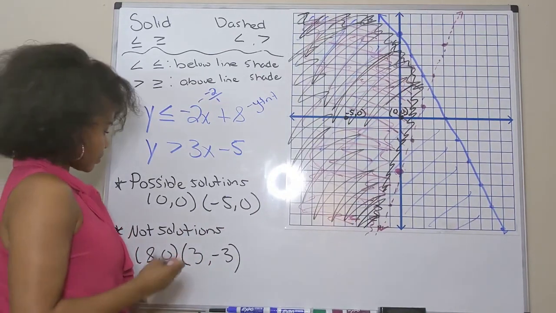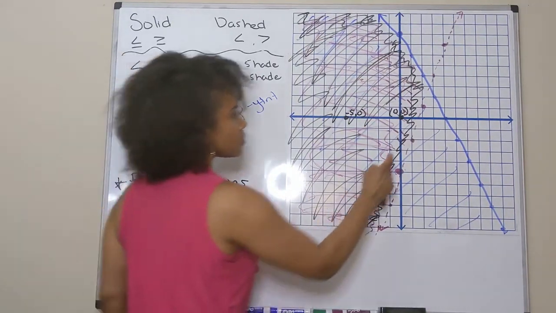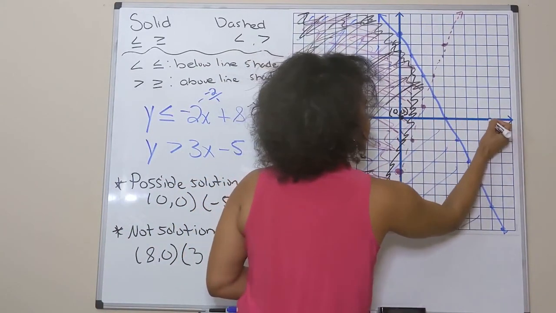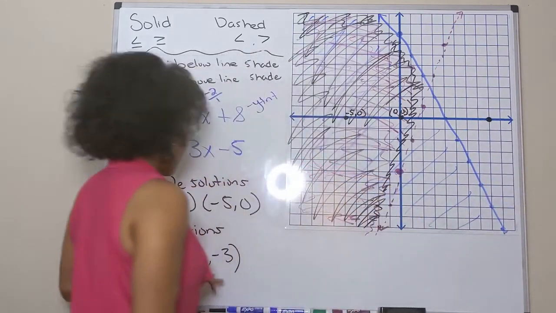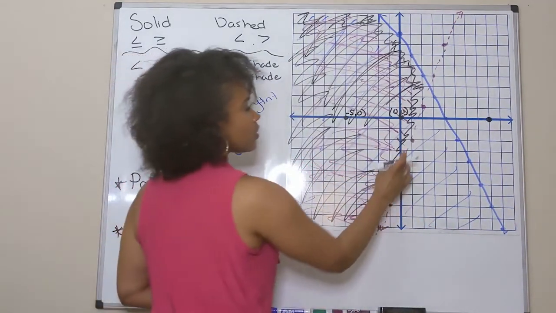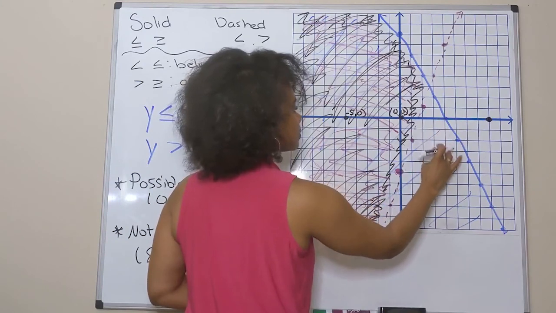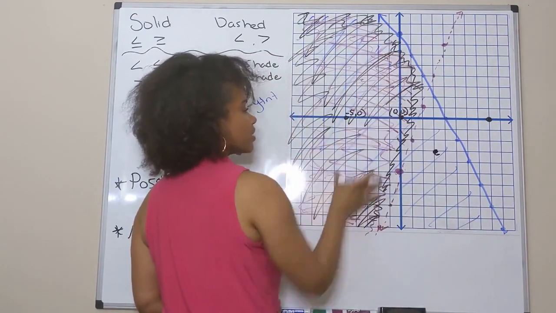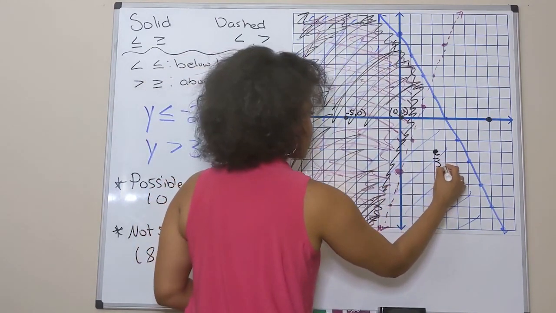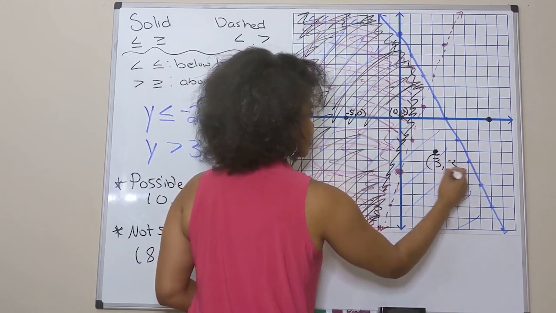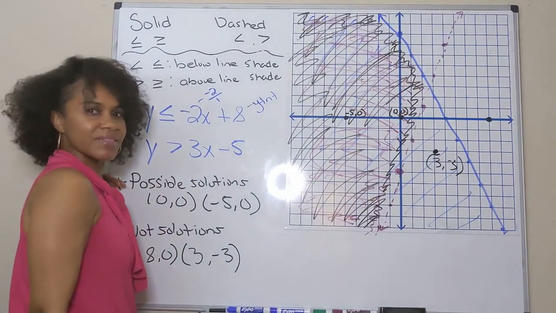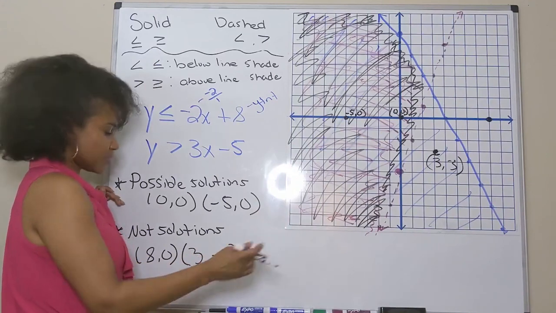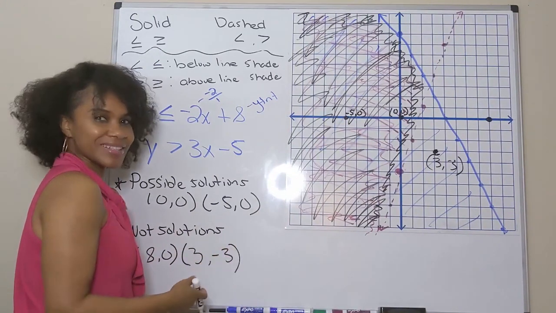But not solutions are 8, 0, which would be here, no shading, but also 3, negative 3. We go over 1, 2, 3, down 1, 2, 3. So although it's shaded for my first graph, it's not where the graphs intersect. So that would not be a solution. All right. So now we've graphed this system of linear inequalities and found some possible solutions and some that, well, they're not solutions.